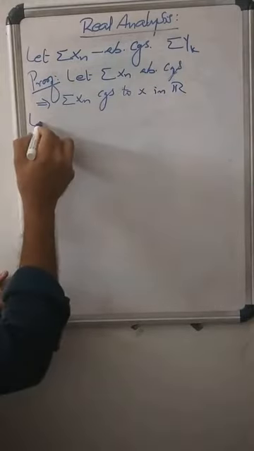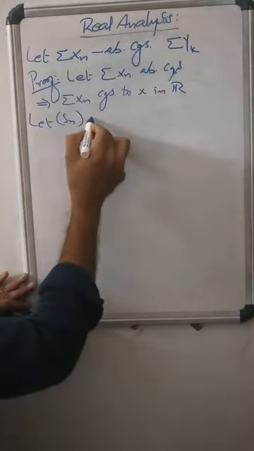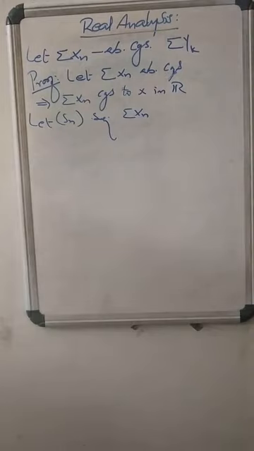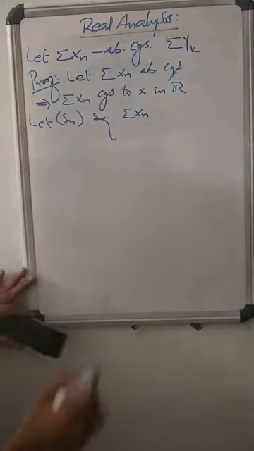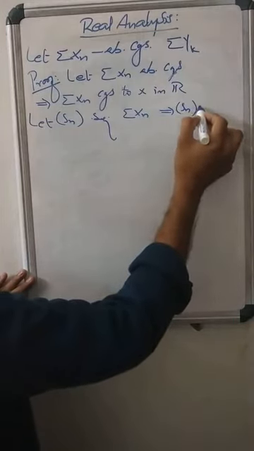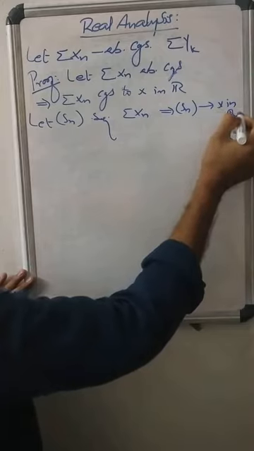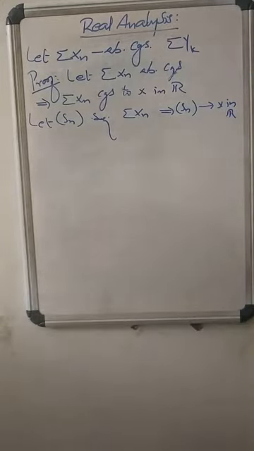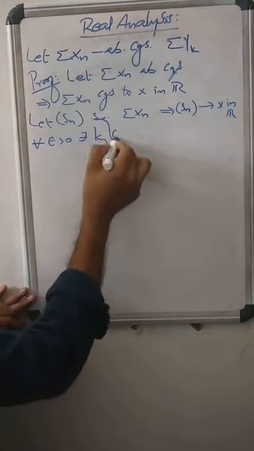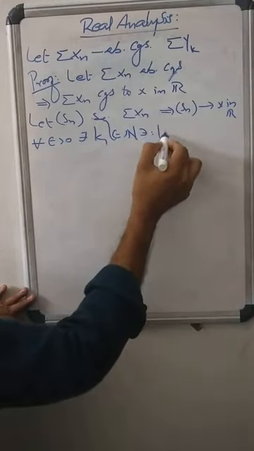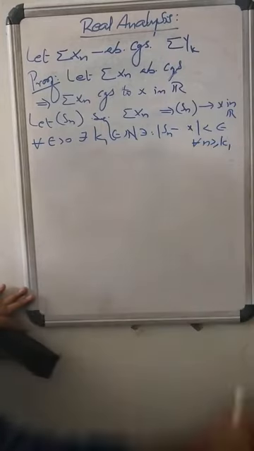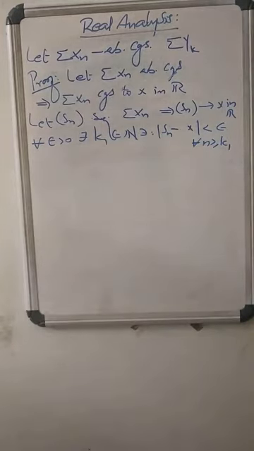Let Sn be the sequence of partial sums of sigma xn. Then when sigma xn converges to x in R, this implies Sn converges to x in R. That means for all epsilon positive, there exists some k1 in N such that modulus of Sn minus x is strictly less than epsilon for all n greater than or equal to k1, by the definition of convergence.